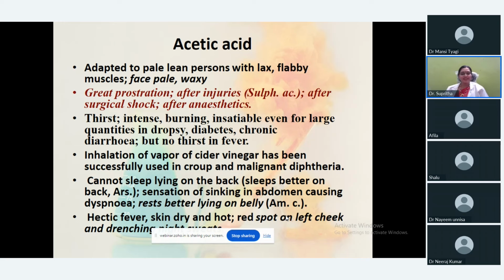Hectic fever, skin dry and hot, red spot on the left cheek, and drenching night sweats. So the spots on cheeks. Any other remedies you can compare? Chamomilla. Yeah, chamomilla, red hot cheeks. One cheek is hot, other is cold.